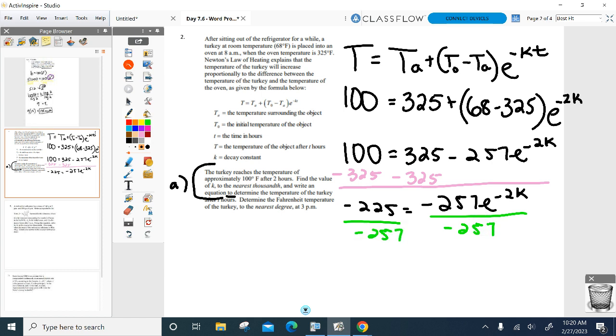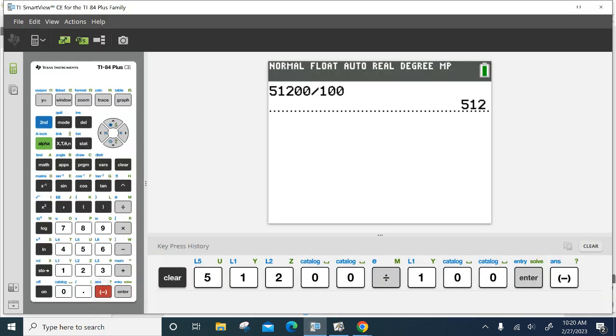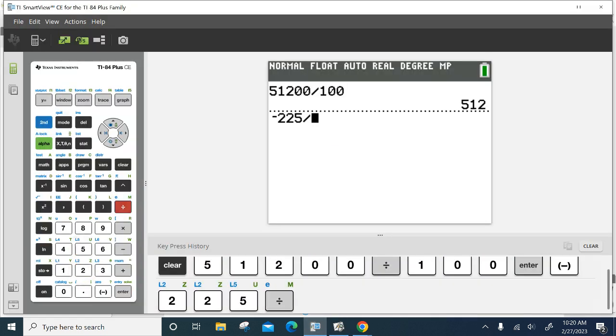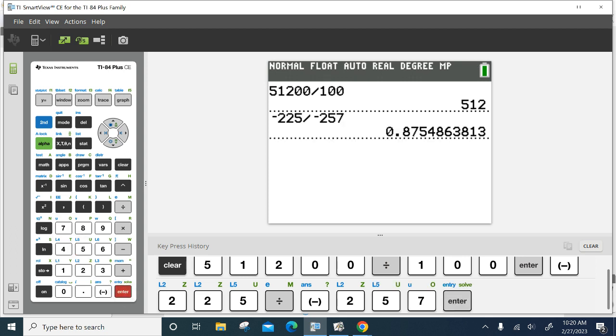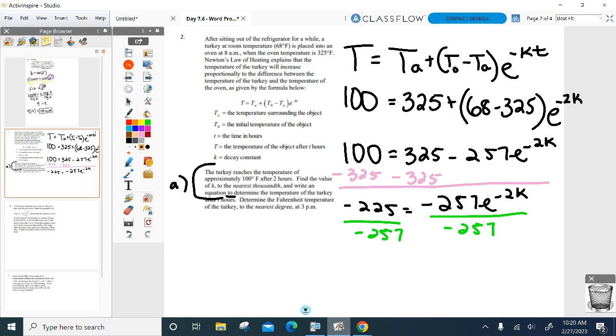I think this is the one I wanted to tell you about. So I go to my calculator, negative 225 divided by negative 257. All right, remember, we have a choice. You can write that whole decimal, or if you want to be a little cleaner, change it into a fraction and write that instead. It's up to you. All right, but do not round that decimal. So I got 225 over 257 equals e to the negative 2k. All right, I got it all by itself now.